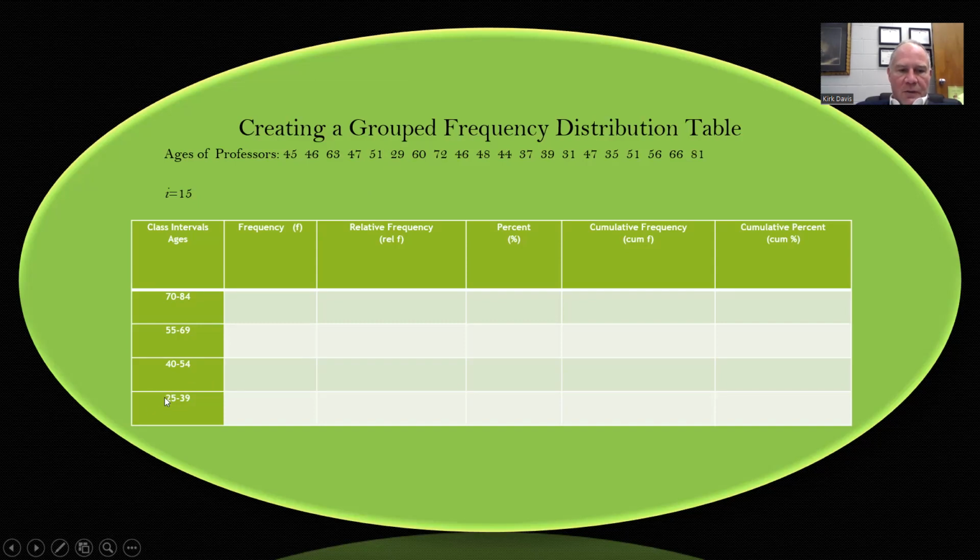And I'll start at a nice interval of 5: 25, 40, 55, and 70. Again, that would be up to you to decide where you want to start, but I think this makes reasonable sense here.